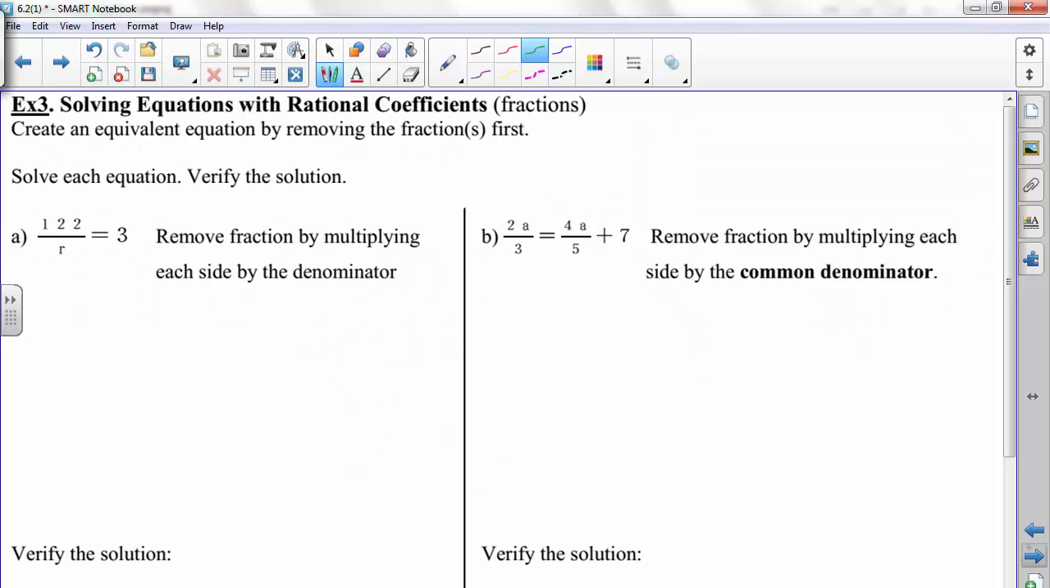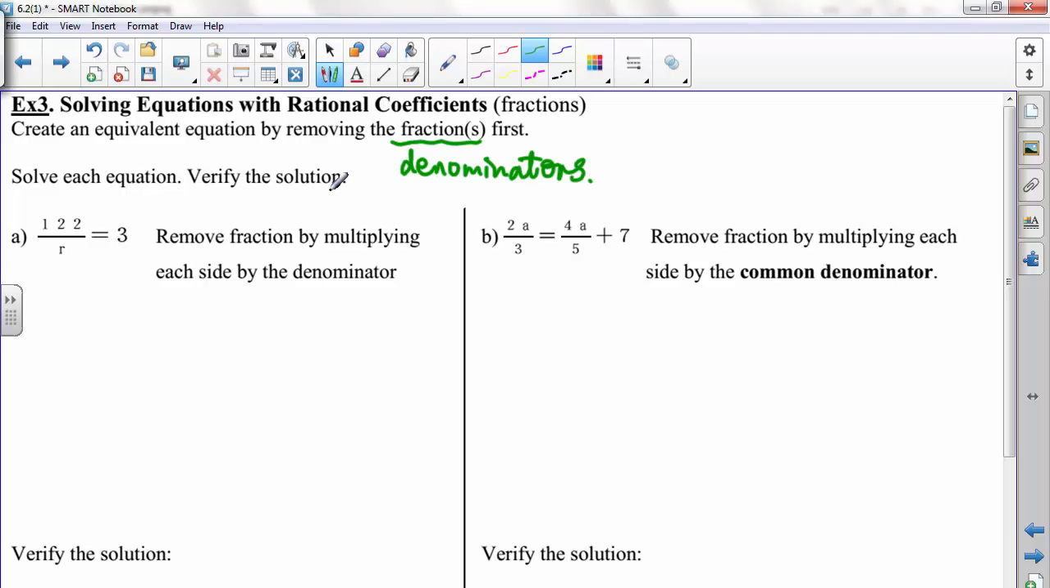Right now, we need to look at the second subtopic. We need to look at how we can solve linear equations with rational coefficients, which means I will have fractions as the coefficients in the equations. What can we do to get rid of the denominators for those fractions? Okay, let's look at the method here. We need to create an equivalent equation by removing the fraction, which means the denominator, first. Then solve each equation and verify the solution.